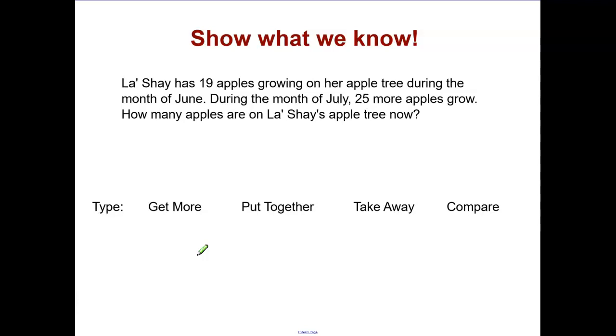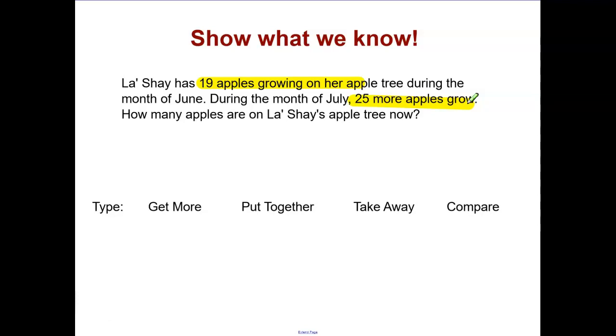I bet you could figure it out. So it said Shay had 19 apples growing on her apple tree during June, and then on July, 25 more apples grew. That word more and that word grow told me that she had a starting amount, and then more apples grew, and they want to know how many there are now. So I know there was an action. What was the action, boys and girls? The action was that 25 more apples grew. So that caused the original amount to become greater. It was a get more action because it caused Shay to get more apples on her tree.